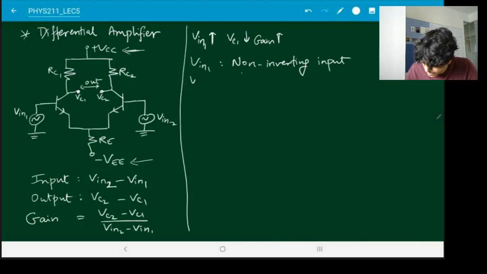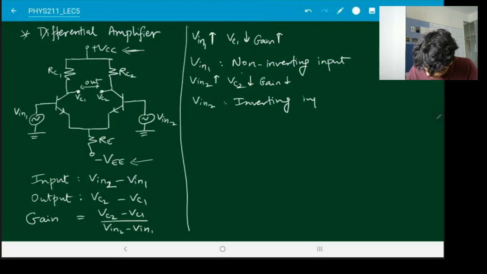But what happens with Vin2? As you increase Vin2, Vc2 decreases. But if Vc2 decreases, then the gain decreases. So Vin2 is known as the inverting input.